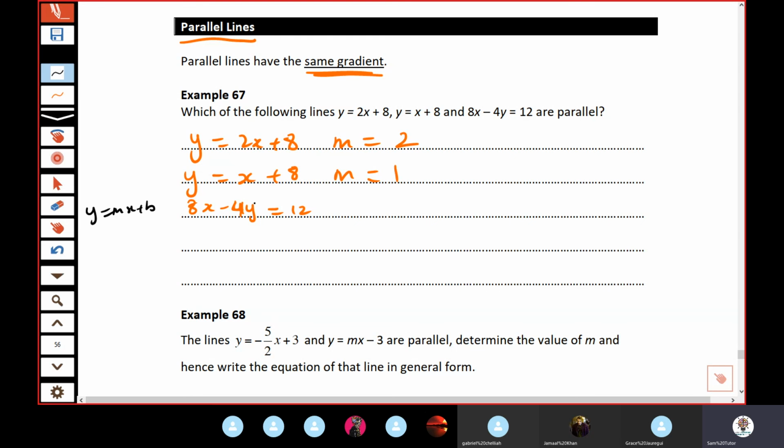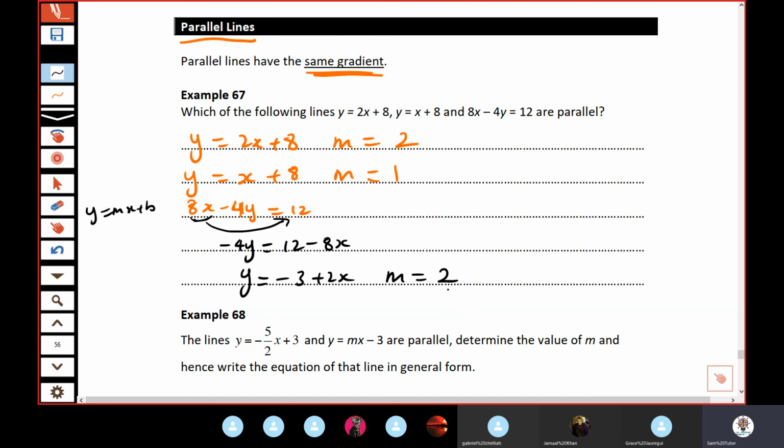So what I'm going to do for this question is move this one over to the right hand side. Then I'm left with negative 4y equals 12 minus 8x. At this stage you would divide by negative 4, so you end up with 12 over negative 4 is negative 3, and then plus 2x. And obviously what's your gradient for this one now?